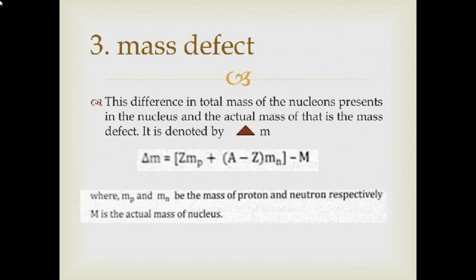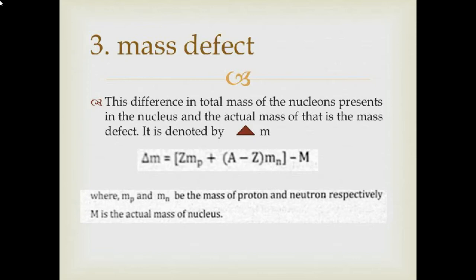This difference between the total mass of the nucleons present in the nucleus and the actual mass is called mass defect. If we take the difference of the two masses, the actual mass and the expected mass, that is called mass defect. It is denoted by del m, and the formula is del m is equal to Z times mp plus (A minus Z) times mn minus capital M.